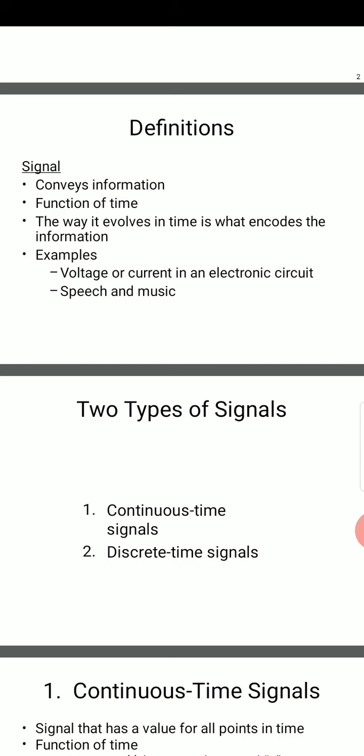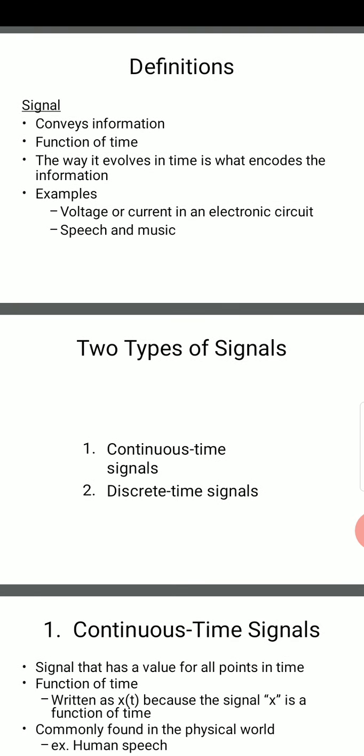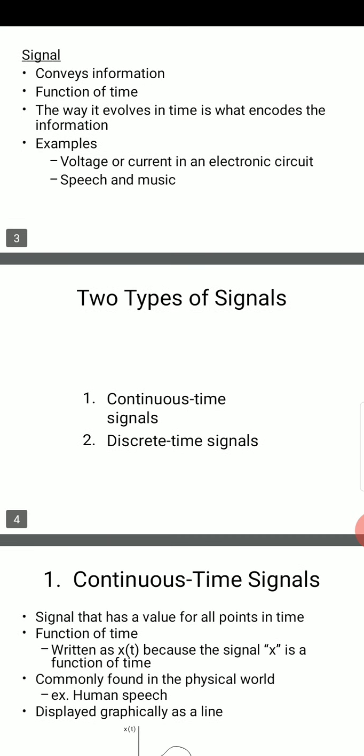And the three-dimensional signal example is a video signal. The range of a video signal is 0 to 4.5 megahertz basically. And what is the main concept behind it? What is the continuous time signal?